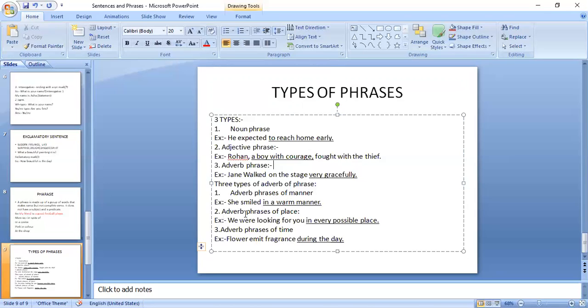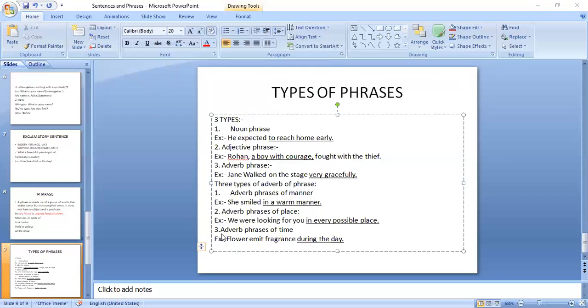Next, adverb phrases of place. Adverb phrases of place tell us where the action is done. Place means where the action has been done. For example, we were working for you in every possible place. In every possible place is the adverb phrase of place.